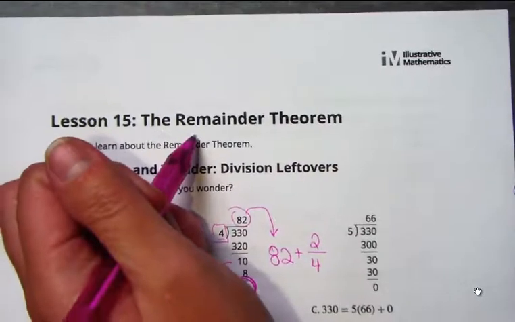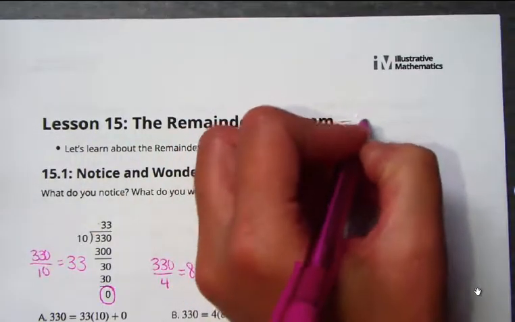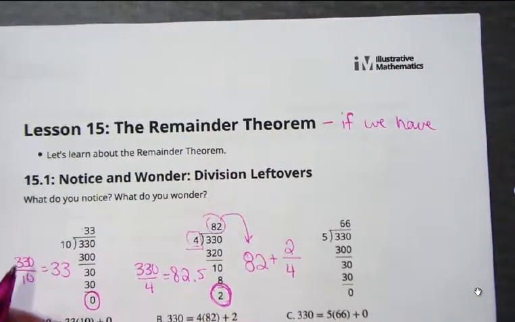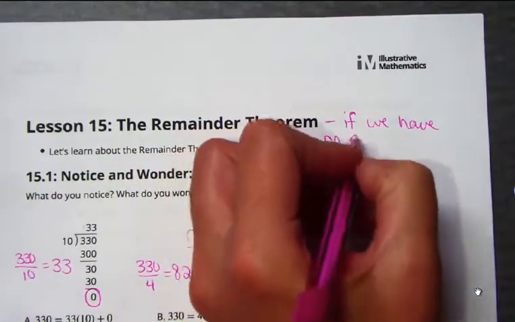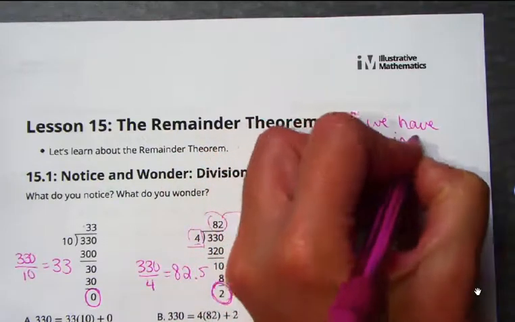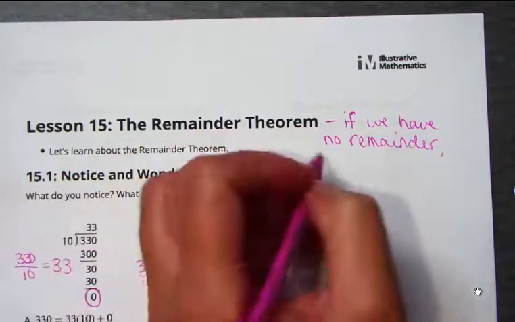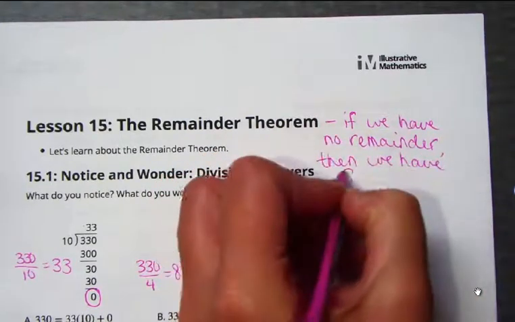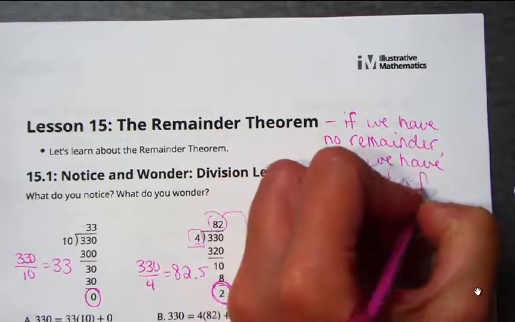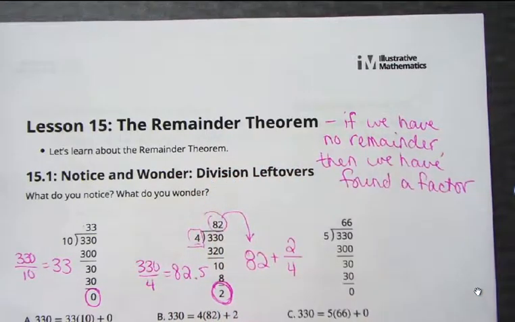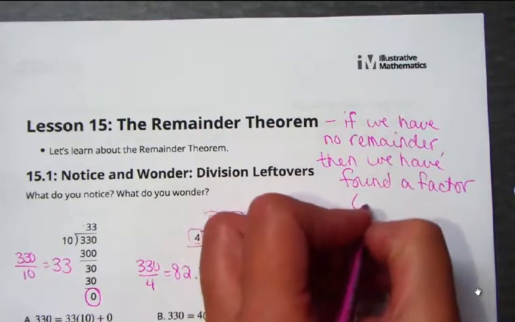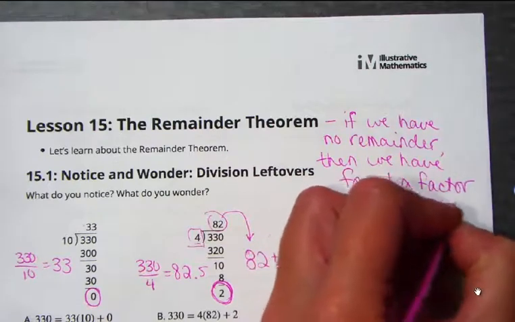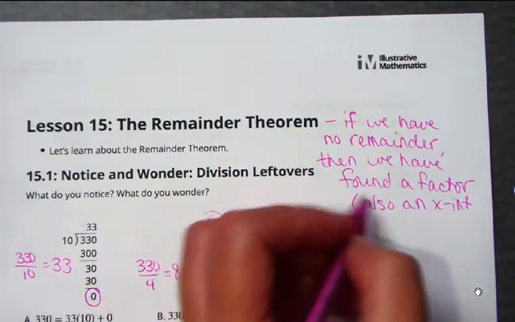The remainder theorem tells us that if we have no remainder, then we have found a factor. And of course, we know that if we found a factor, that means we have also found a zero. Also, an x-intercept is what I'm going to start calling that x-intercept of the graph.